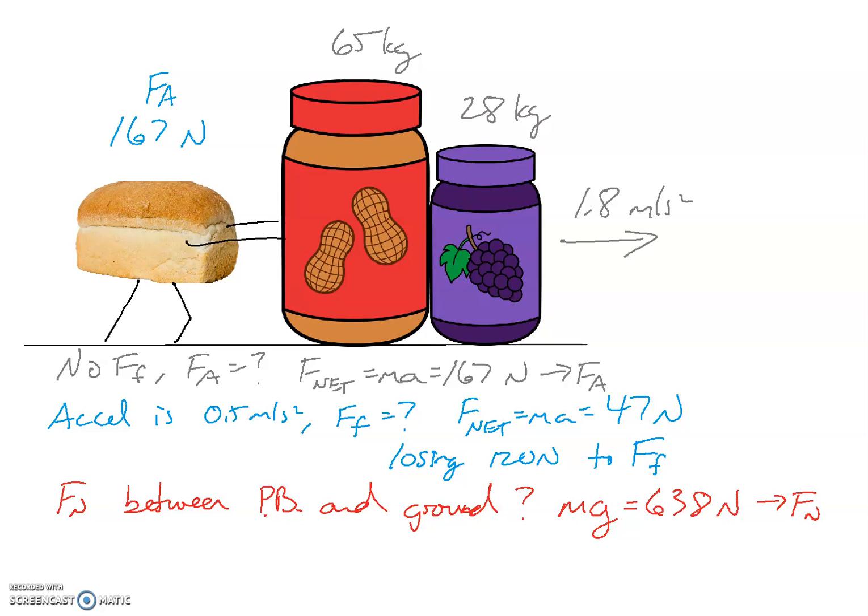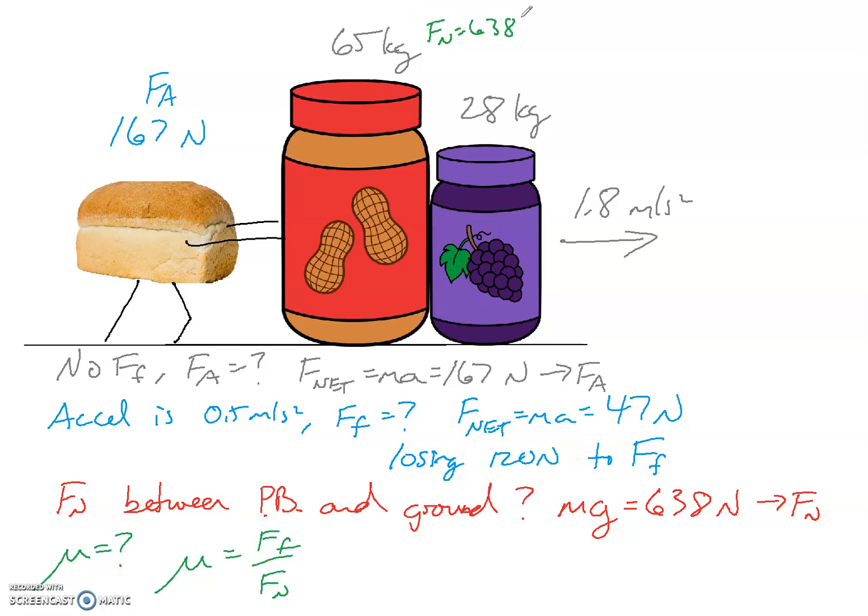So since I've incorporated friction here, maybe we want to try and find out what the coefficient of friction is. Now, we don't just have one source of friction, we have two sources of friction. Both of them have friction. We'll just say it's the same coefficient for each. Now, to find the coefficient of friction, we need the force of friction as well as Fn. Now, we know the Fn for the peanut butter is 638 because that was the weight of the peanut butter.